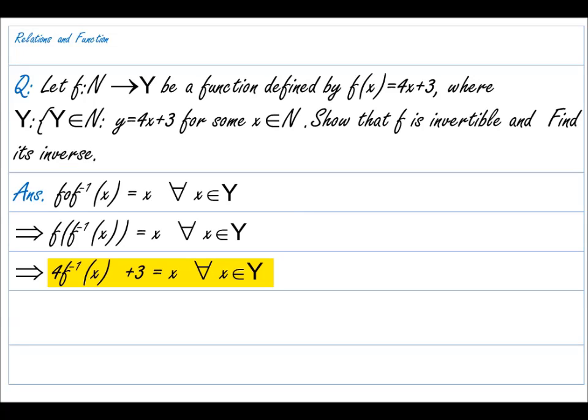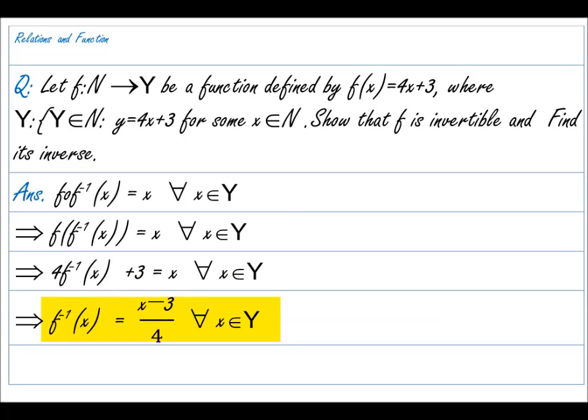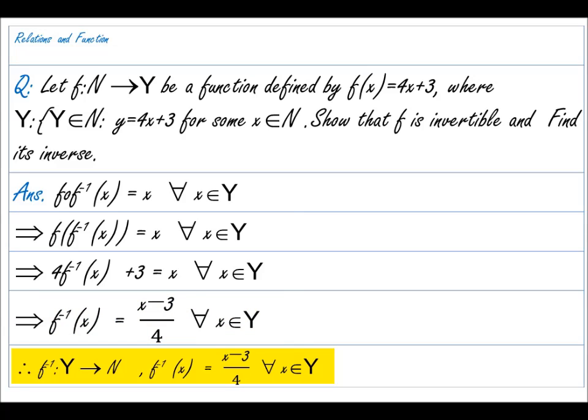Now taking 3 to the right hand side and dividing by 4, our inverse function becomes f inverse of x is equal to (x minus 3) upon 4 for all x which belong to set y. So that means the inverse function f inverse from the set y to the set N can be written as f inverse of x is equal to (x minus 3) upon 4 for all x which belongs to the set y.